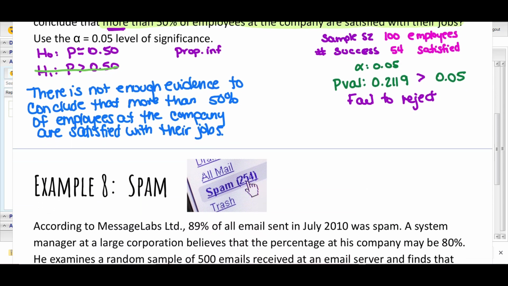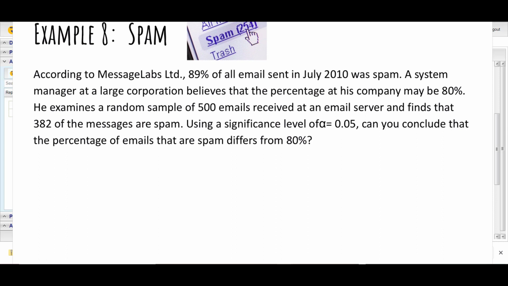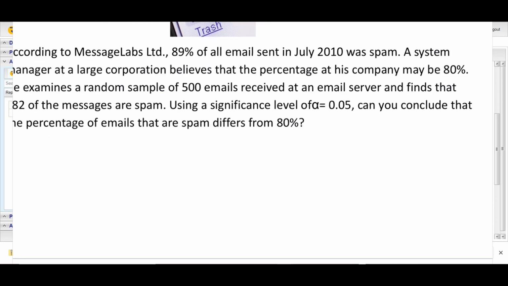Let's move on. Spam. According to Message Labs Ltd., 89% of all mail sent in July 2010 was spam. A system manager at a large corporation believes that the percentage at his company may be 80%. He examines a random sample of 500 emails received at an email server and finds that 382 of the messages are spam. Using a significance level of alpha equals 0.05, can you conclude the percentage of emails that are spam differs from 80%?